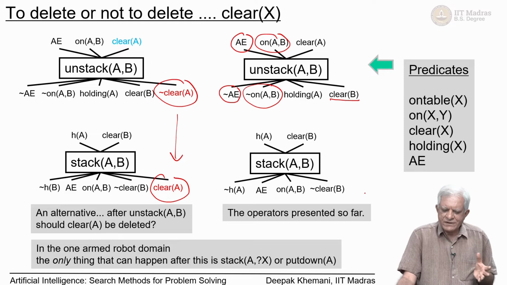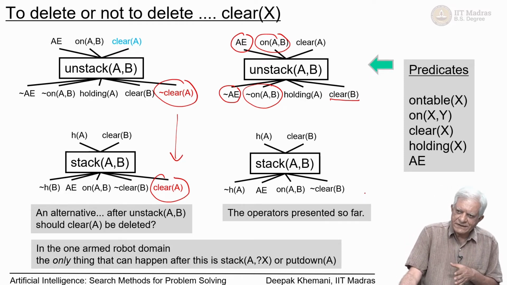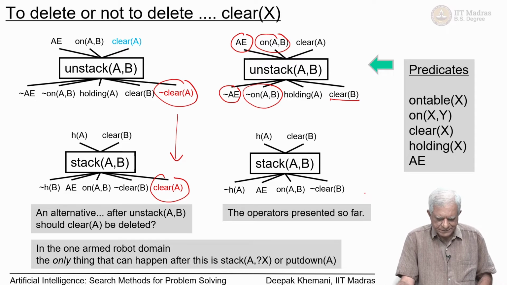In the one armed robot, it does not matter whether you use the operators on the left hand side or on the right hand side, but we will see that in the case of a two armed robot, it does matter. So, we will come to that.